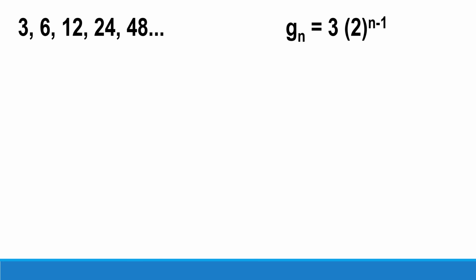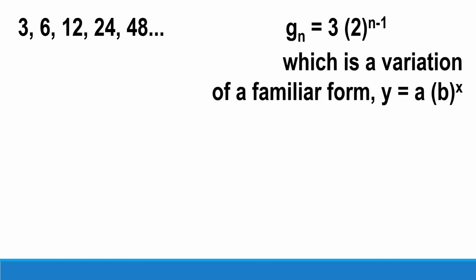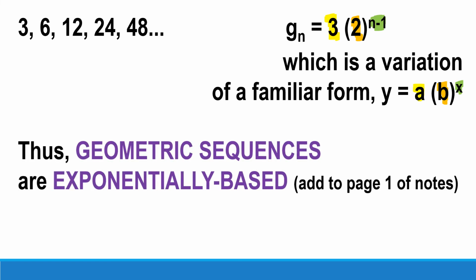Looking back at the geometric sequence's explicit formula, g sub n equals 3 times 2 raised to the n minus 1, it reminds you of an exponential function, where the a initial value is the same as the first term, where b, your base, happens to be the same as the common ratio. And the exponent, x, takes on the same role as n minus 1 does up here. And that's why geometric sequences are exponentially based.